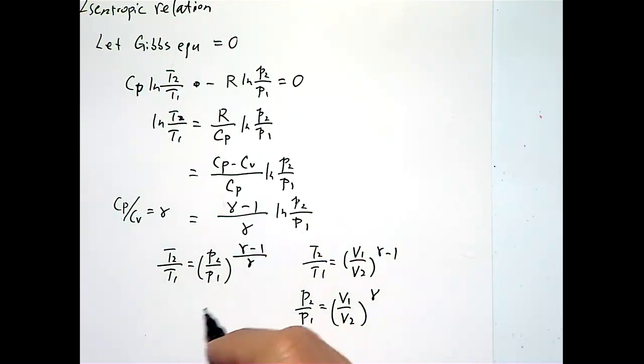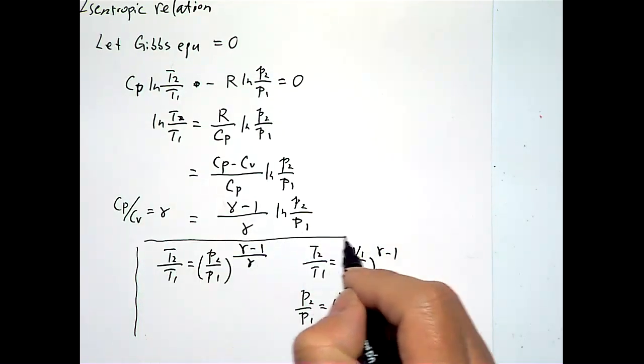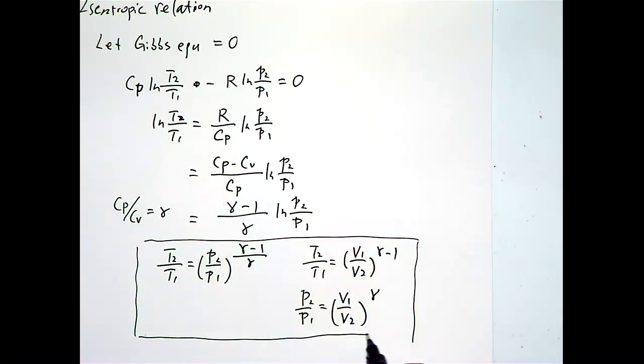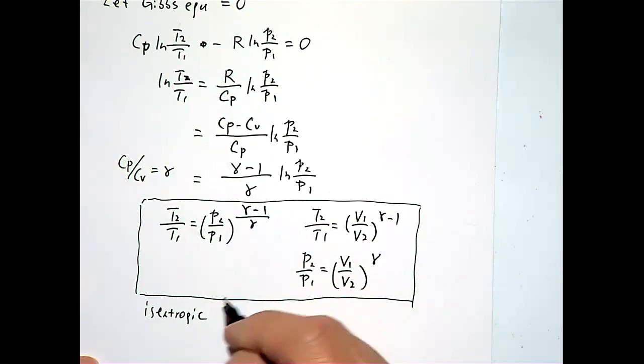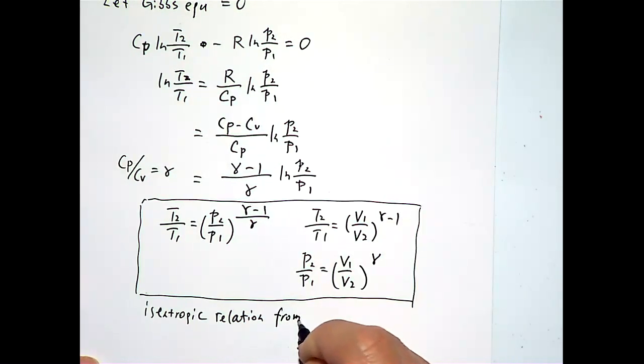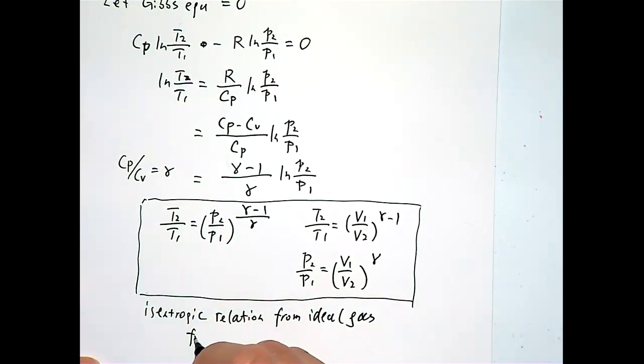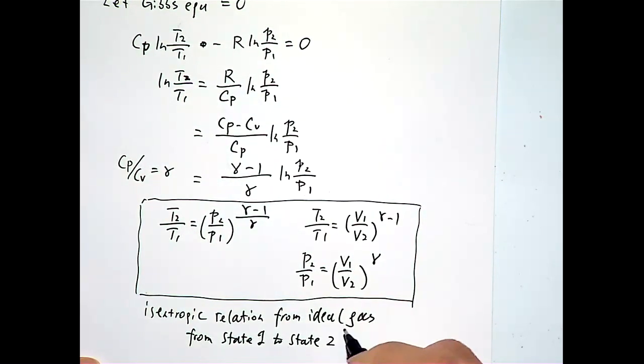So this is the isentropic relation for ideal gas from state 1 to state 2 via an isentropic process.